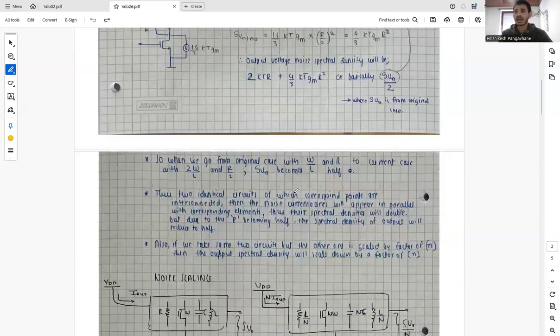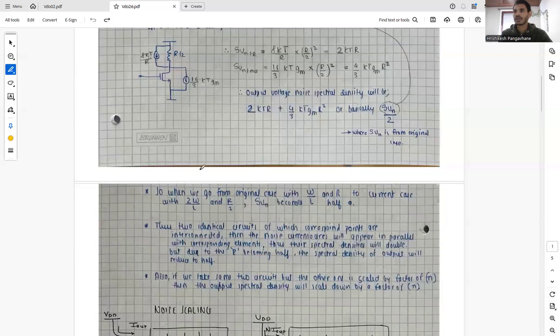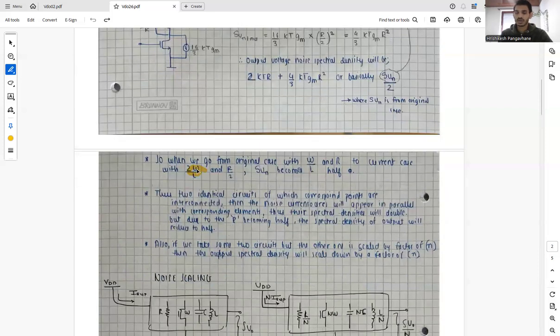So we can say that when we go from the original case, with W by L as its ratio and resistance R, to the actual case where we implemented 2 times width by length, and the resistance became R by 2.